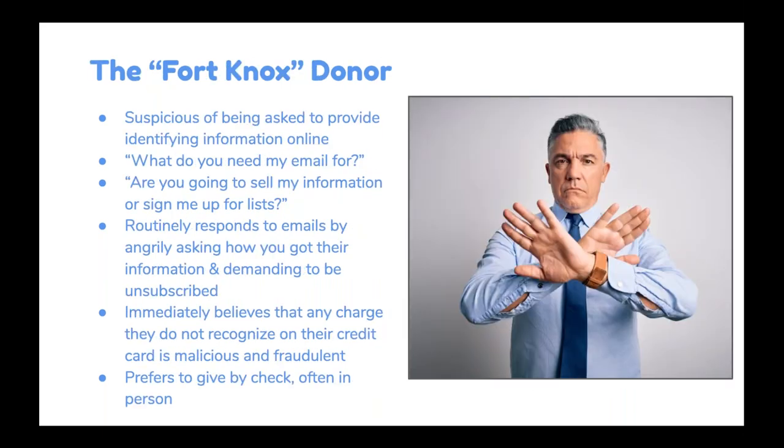All right, so the next type of donor is what I've called the Fort Knox donor. This is a person who is deeply suspicious of why anyone would ever need their personal information, especially online. If you ask for their email, they ask you why and put you through the ringer, making sure that you're never going to sell their email or sign them up for any lists.